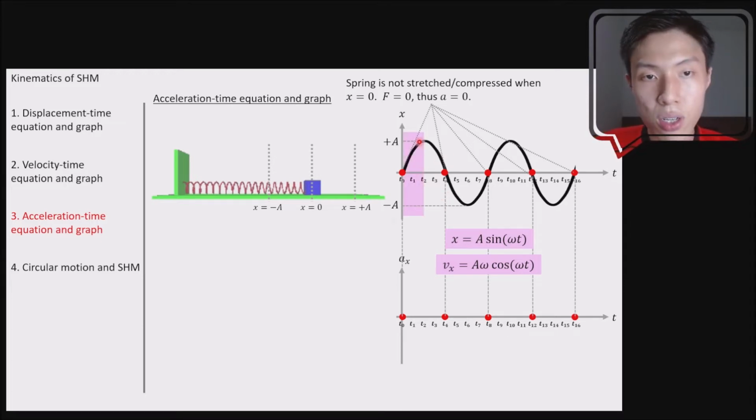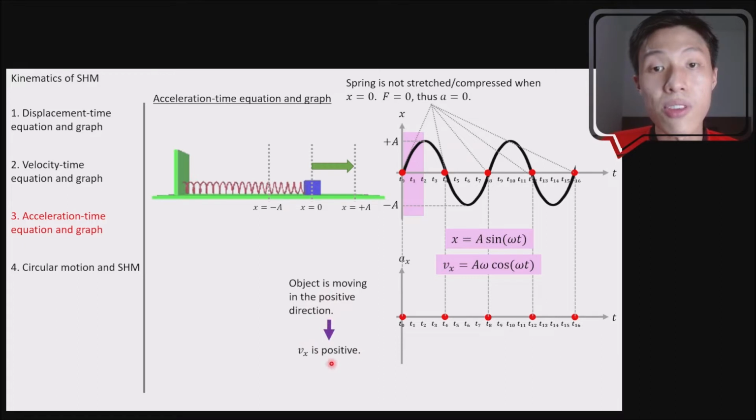So let's focus on the first section, in which the block moved from x equals 0 to x equals plus a. When the block moved from x equals 0 to x equals plus a, you should expect the object to be moving in the positive direction. And because it's moving in the positive direction, the vx is positive. This is what we have discussed in the velocity section just now.